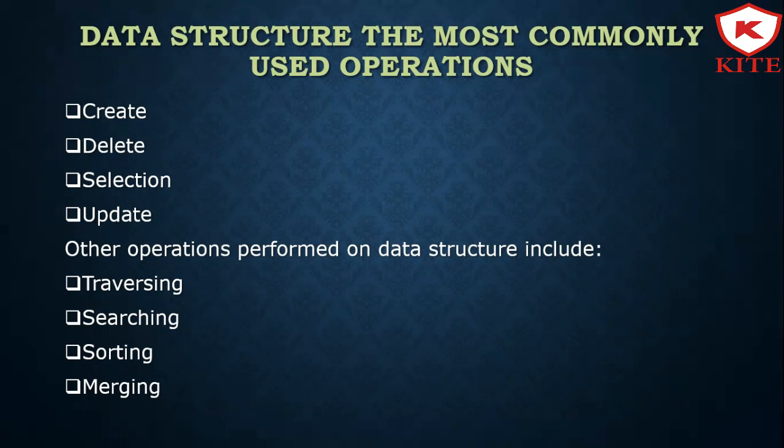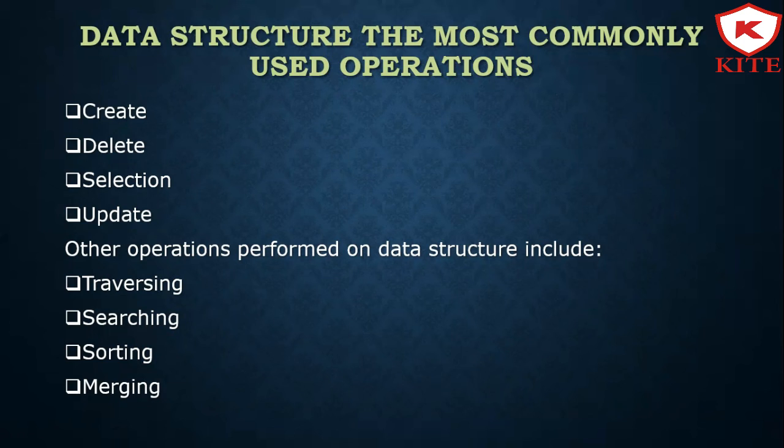The first one is traversing. Traversing a data structure means to visit the elements stored in it. This can be done with any type of data structure. And why do we use these different operations on data structure? So there are different types of operations that can be performed for manipulation of the data in every data structure. So next one is searching.